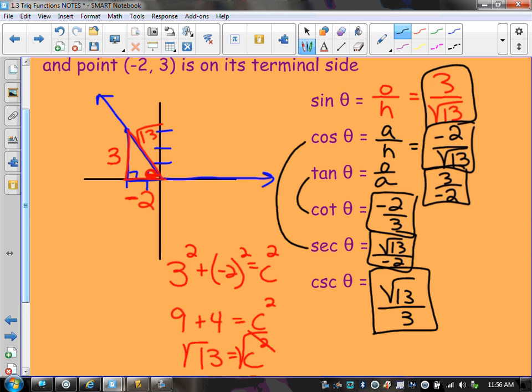Okay? We're going to be doing lots of stuff with sines, cosines, tangent, all of these different trig functions. So please make sure that you know your SOHCAHTOA. You can find your sides of your triangle, and then you can set up your little fraction. Okay?